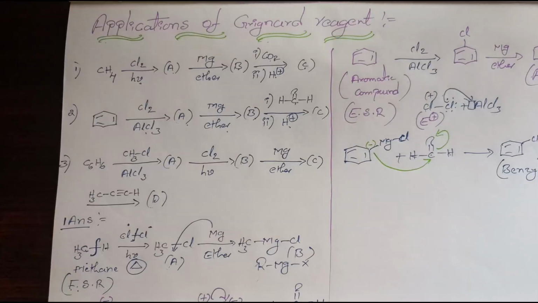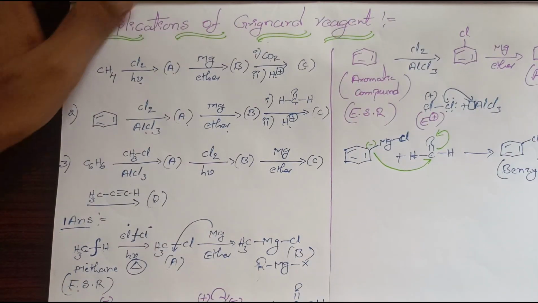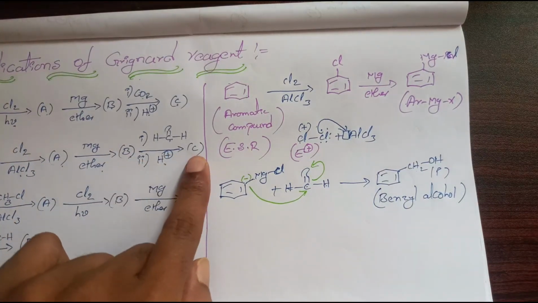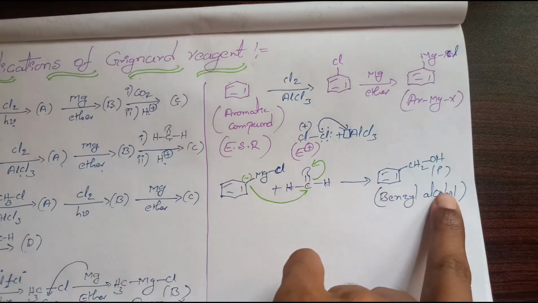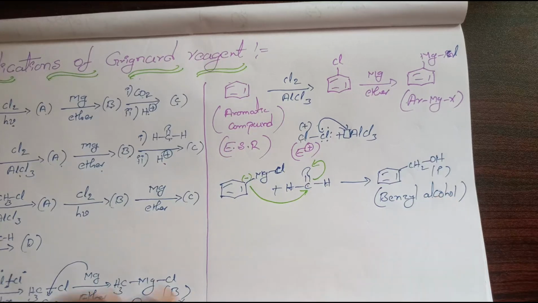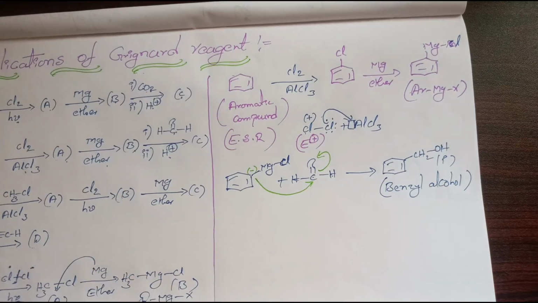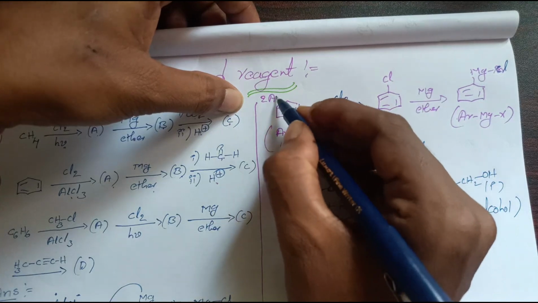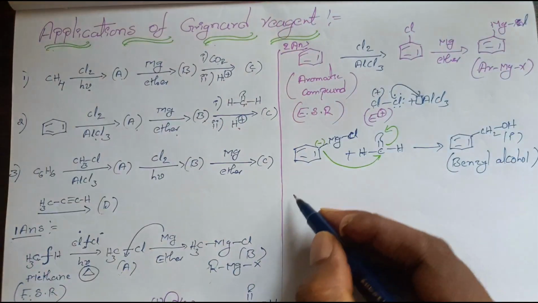As we discussed in previous videos, formaldehyde on reaction with Grignard reagent gives which alcohol? A primary alcohol. So this kind of application is also important, students, based on Grignard reagent. This is the second question. Now the third question, look at that.